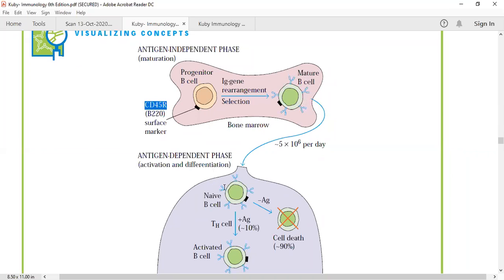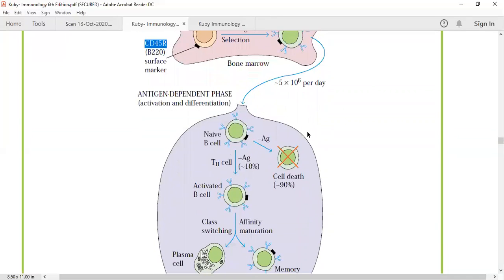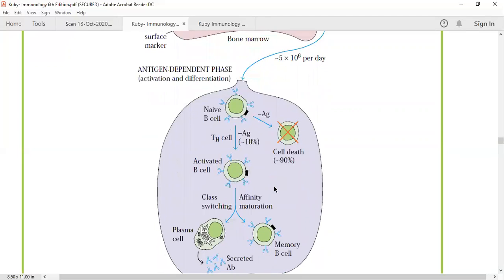Finally, it will move into the secondary lymphoid organs, where it will find some antigens, real antigens, and it will lead to the activation and differentiation of these mature B cells in the secondary lymphoid organs. So the number is also written here, 5 to 10 power 6 B cells, which you can say are mature because they can leave the bone marrow and they are going into the secondary lymphoid organs to face the antigens. All right. So this much of cells are moving per day.